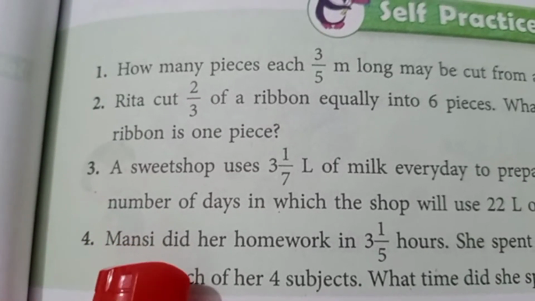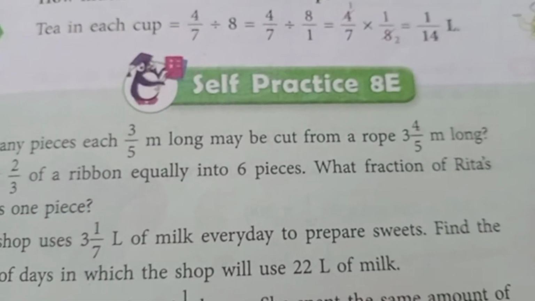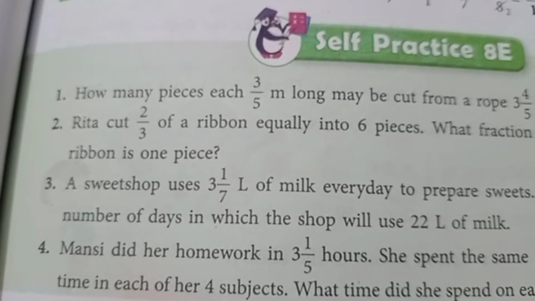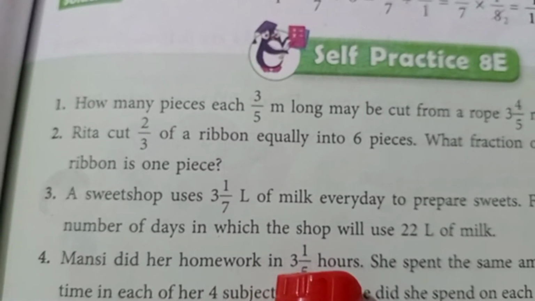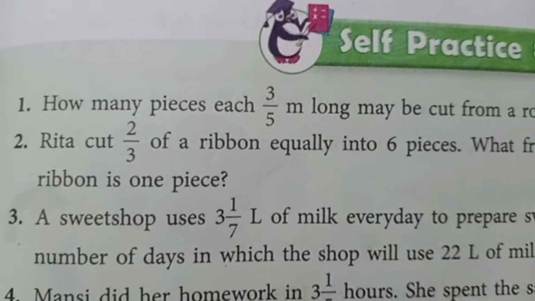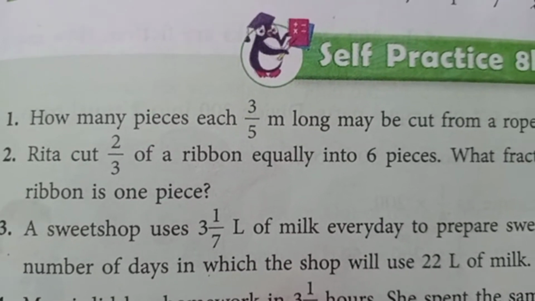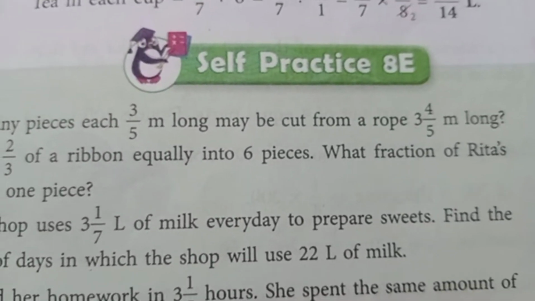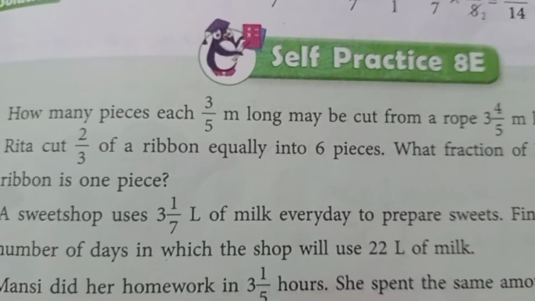Now question number 4. Mansi did her homework in 3 1 by 5 hours. She spent the same amount of time in each of her 4 subjects. So for 4 subjects she gave 3 1 by 5 hours. So what we have to find? What time did she spend on each subject? So how much time she gave to one subject we have to find.